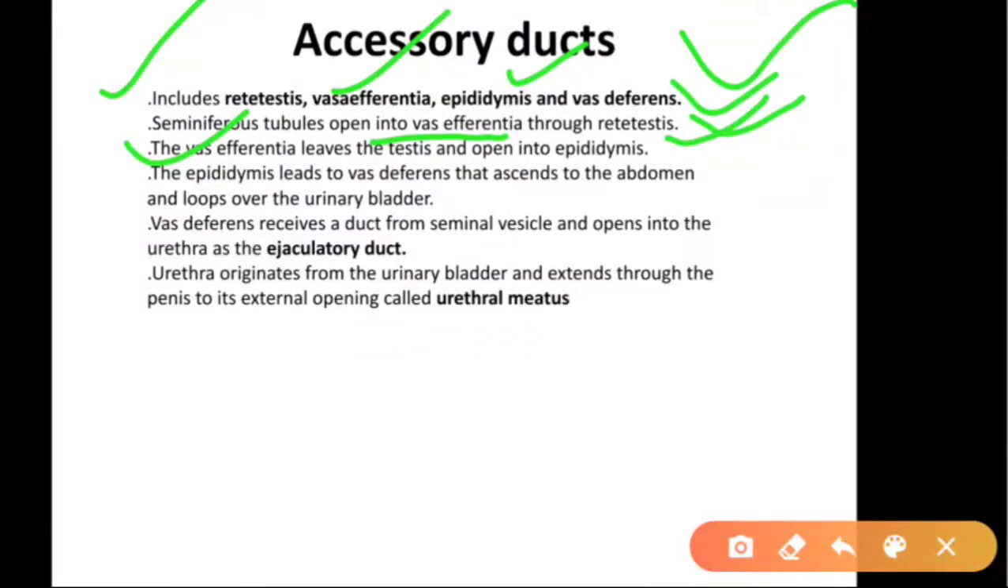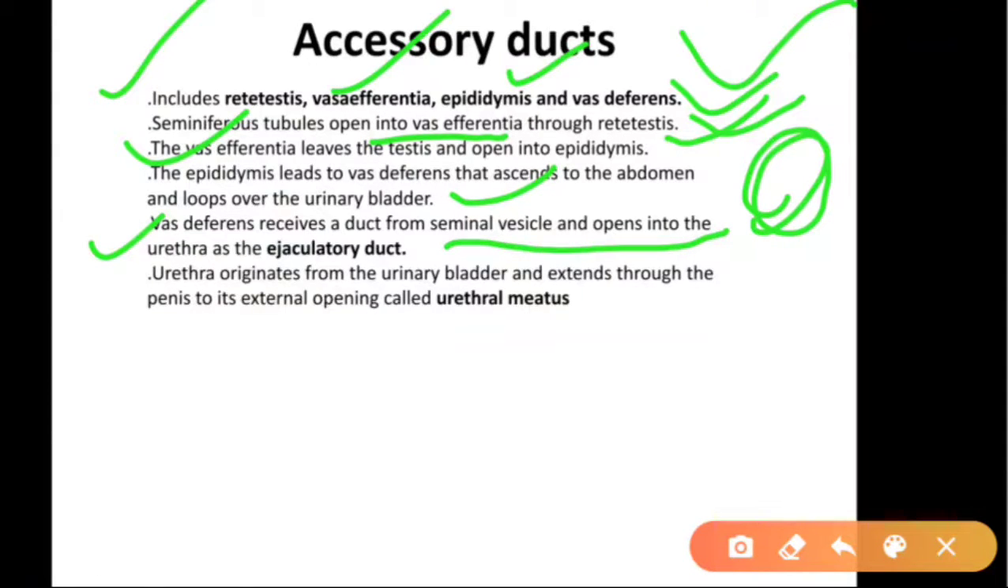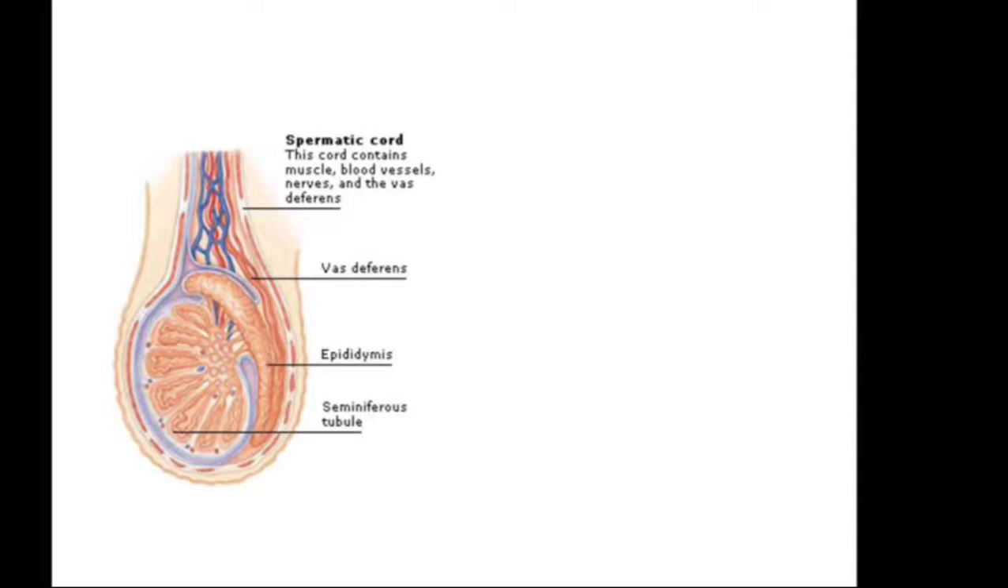The vas deferens ascends to the abdomen and loops over the urinary bladder, making a loop-like structure. Then the vas deferens receives a duct from the seminal vesicles and opens into the urethra as the ejaculatory duct. The urethra originates from the urinary bladder and extends through the penis; its external opening is called the urethral meatus. Here you can see detail.